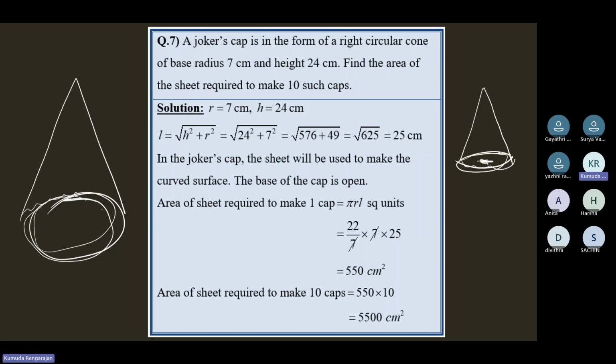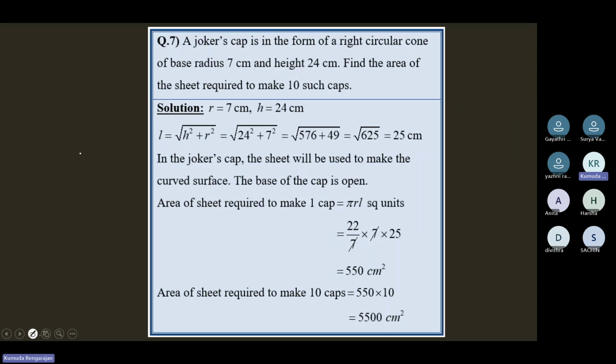So in a joker's cap, where is the material used? Only to make the curved surface area. Supposing you're stitching a cap, where will you use material? Only to make the curved surface area. Will you cover the circular base also with material? No, then how will you wear the cap? So the material will be used only to make the curved surface.